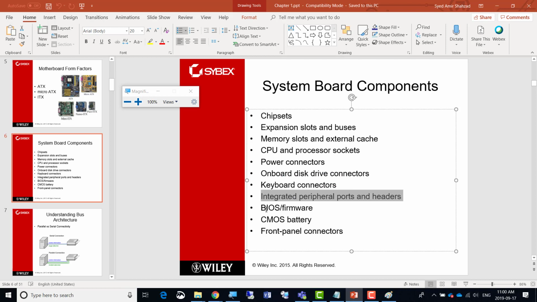So then comes the BIOS. Now you may or may not have heard that before. Basic input output system. BIOS, basic input output system, BIOS or firmware. BIOS is the brain of the computer. You configure the computer basic settings with the BIOS, right?